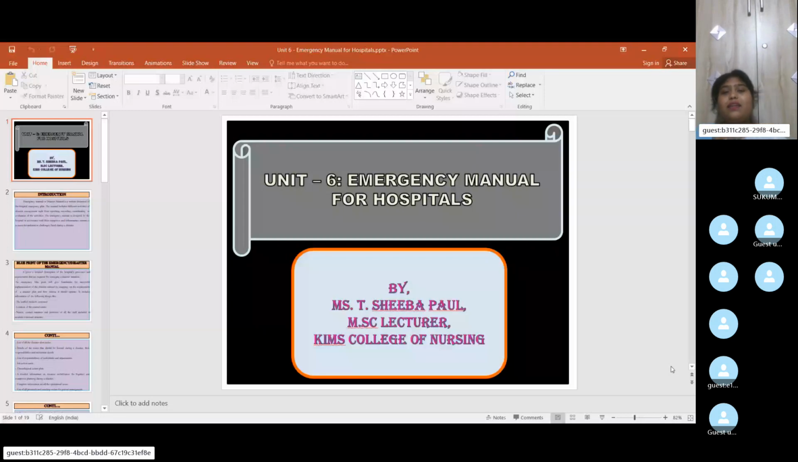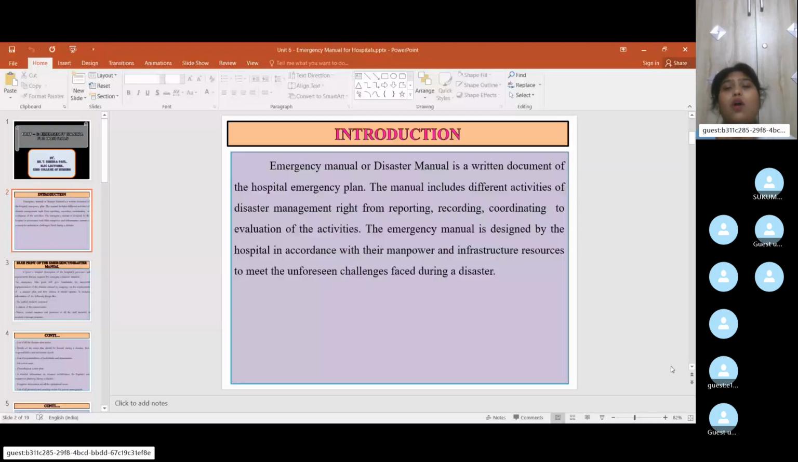So starting off with the introduction, an emergency manual or disaster manual is a written document of the hospital emergency plan. The manual includes different activities of disaster management, right from reporting, recording, coordinating to evaluation of the activities. The emergency manual is designed by the hospital in accordance with the manpower and infrastructure resources to meet the unforeseen challenges faced during a disaster.